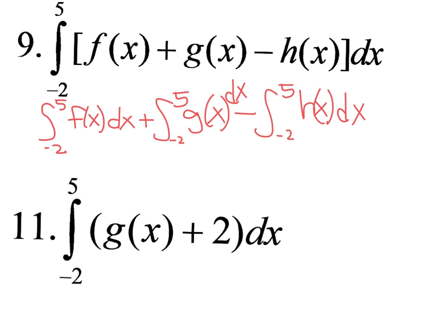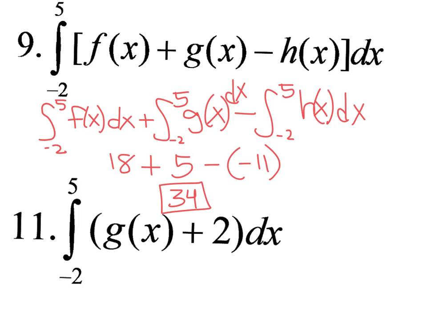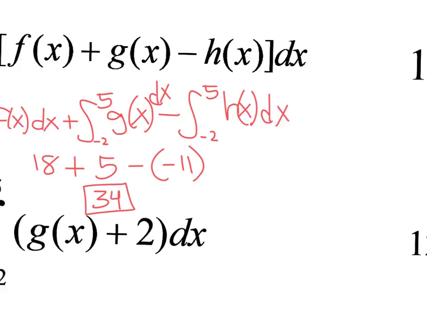Now they tell me that the value of the integral of f of x from -2 to 5 is 18. And then this value is 5. And then we're subtracting a -11. So when I simplify that expression, the value then is 34. Okay, let's try another one here. Let's look at number 10.